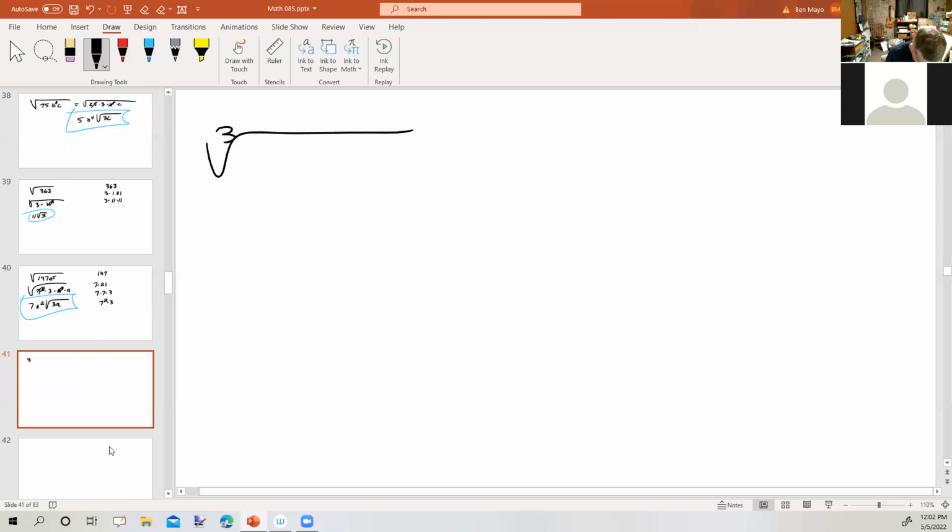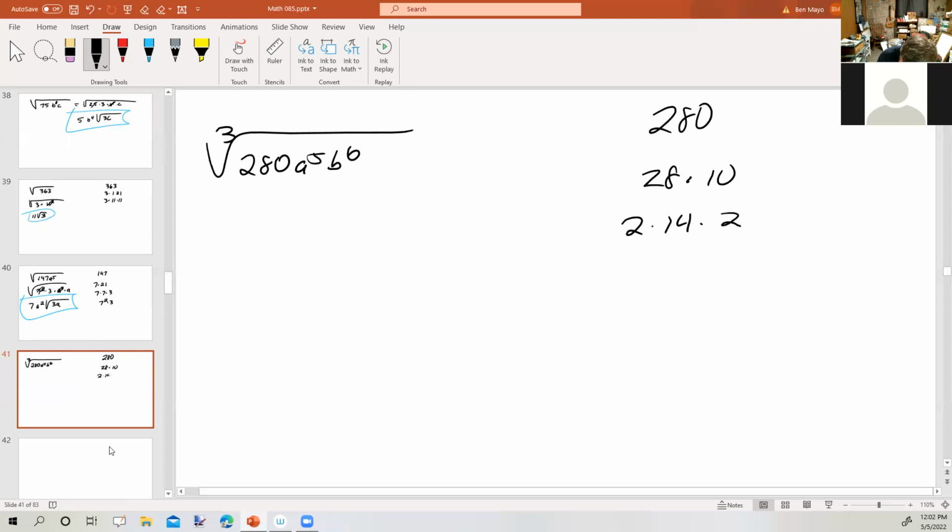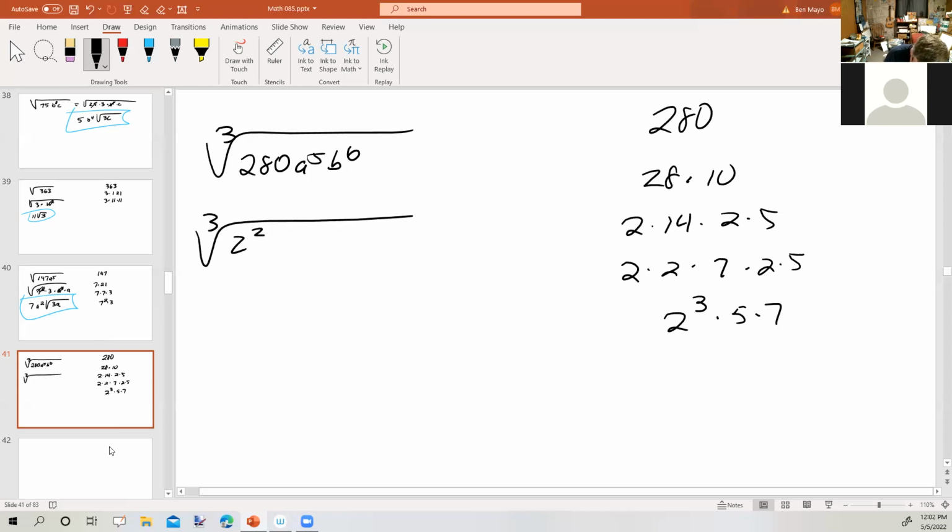We've got the cube root of 280 a to the 5th, b to the 6th. So 280 is 28 times 10, is 2 times 14 times 2 times 5, is 2 times 2 times 7 times 2 times 5, is 2 cubed times 5 times 7. So there's the prime factorization of 280. Notice I've got a cube and leftovers. So 2 cubed times 5 times 7.